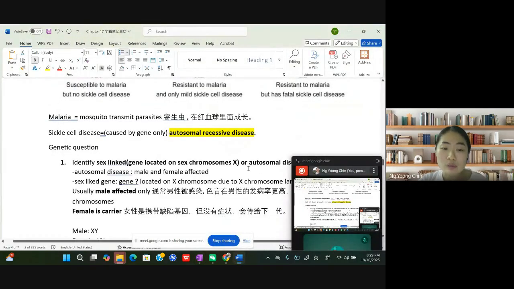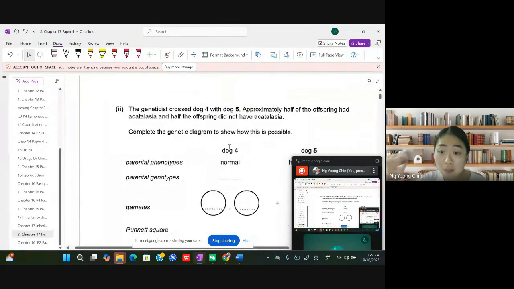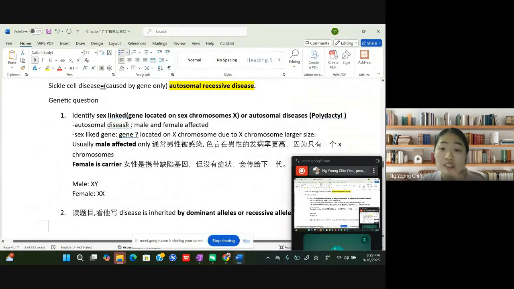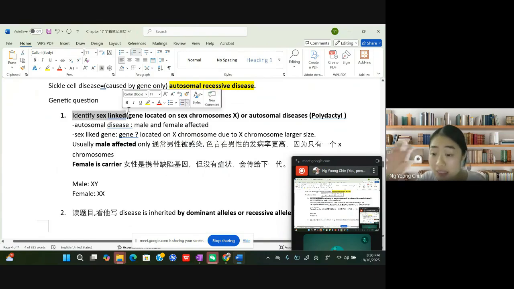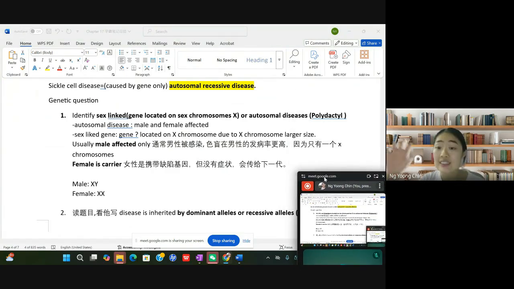If you want to do this kind of genetic question, there are some steps, a procedure. I have written down the procedure in this document. First, you need to identify whether this question is about a sex-linked or autosomal disease. Sex-linked means the disease is located on the sex chromosome, which is usually the X chromosome. The X chromosome is always larger in size. So we call it a sex-linked disease.